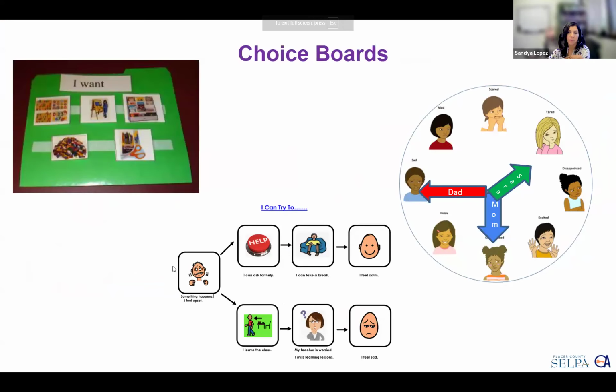Again, I'm just going to show you some pictures of examples of things that the Warm Line can create. Again, totally free. Choice boards for the classroom, choice boards for home. An I want chart, very simple. You make it out of a folder, laminate it, some Velcro strips, right? So these are all things we already have that can be emailed or printed for folks. Next slide.